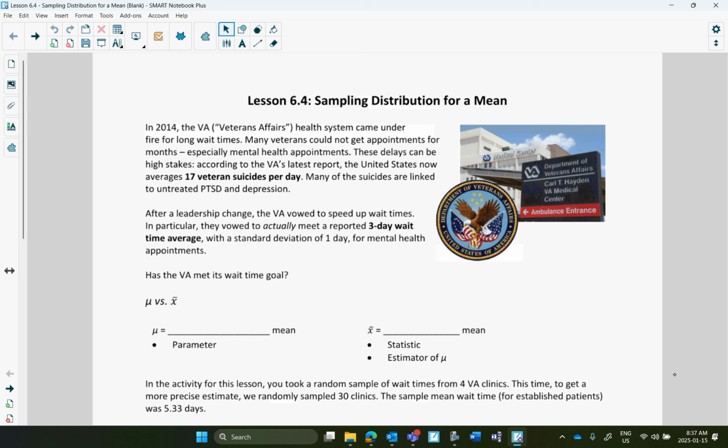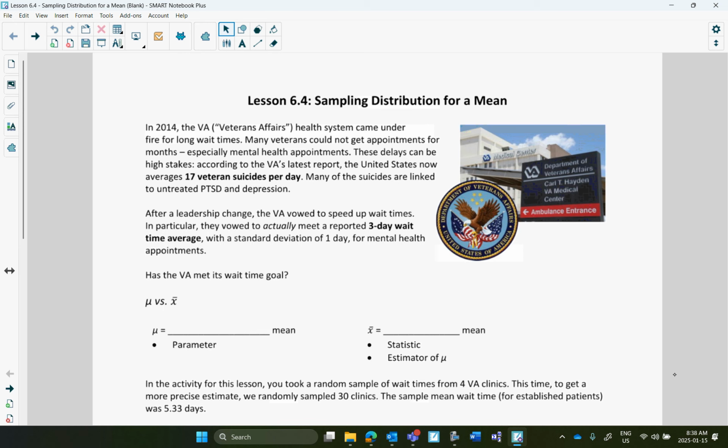in 2014, Veterans Affairs Health System. So that's a health system for people that have been in the armed forces. They came under fire for having long wait times. Many veterans couldn't get appointments for months, especially mental health ones. These delays can be high stakes.